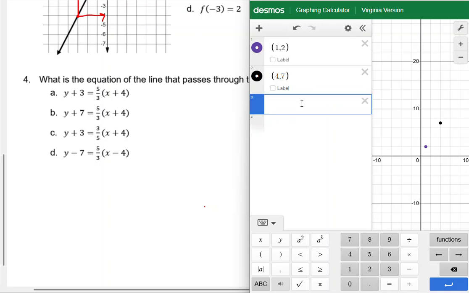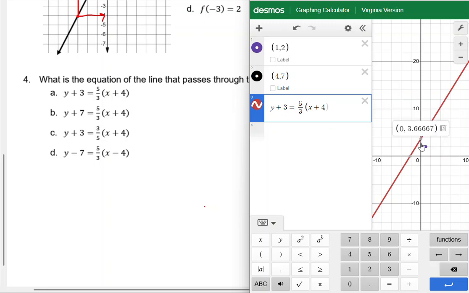And then, since it is a multiple choice, you can go ahead and graph each one and then find which one goes through both of the points. Okay, so let me put the first one, y plus 3 equals 5 over 3 x plus 4. That doesn't work, but you can see that at least the slope looks right. It just needs to move down a bit maybe. So I do think that it's either A, B, or C, because the 5 over 3 looks like the slope. But let me try B.